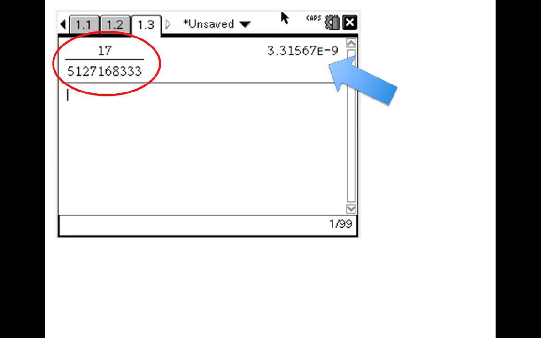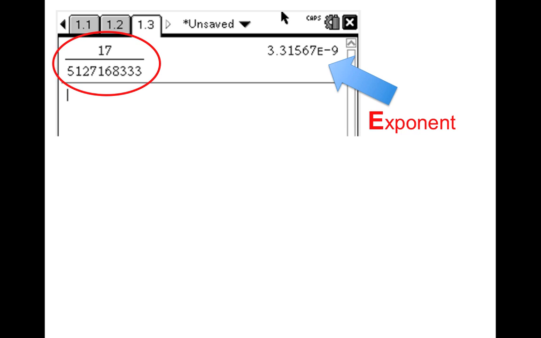And I've known a lot of students who see that E and they think maybe it means error. They don't understand what the calculator is trying to tell them. The E actually stands for exponent. This calculator is giving you a result, but it's giving it to you in scientific notation. It's saying the answer is 3.31567 times 10 to the negative 9. So if you happen to see that result from a calculator, don't think the E means error. Think, oh, the E means exponent. This is the same as scientific notation.